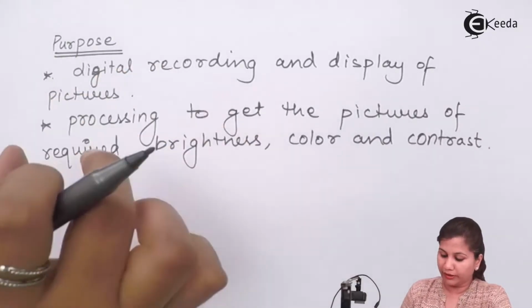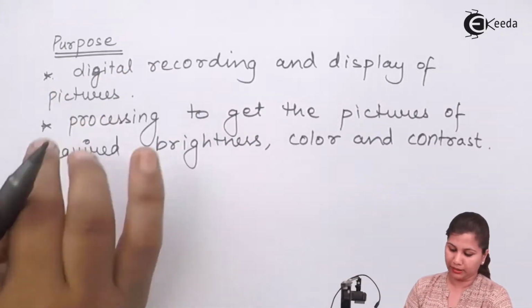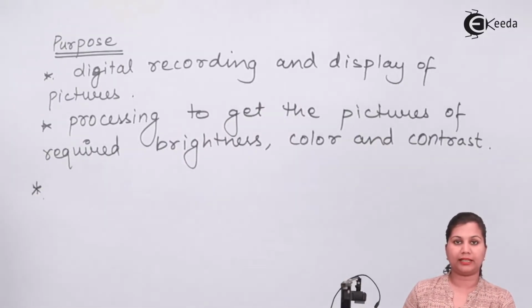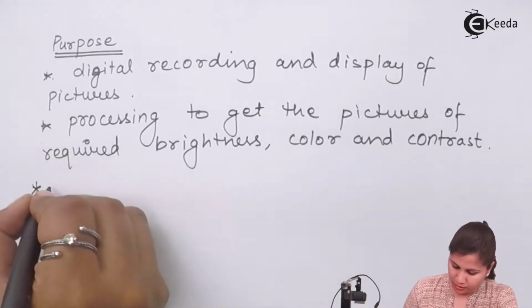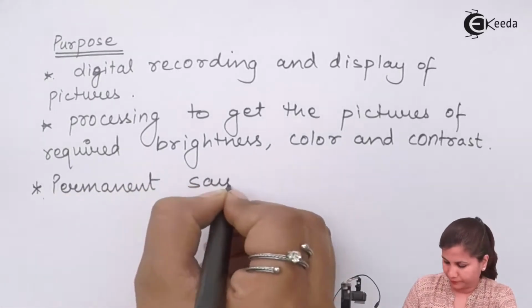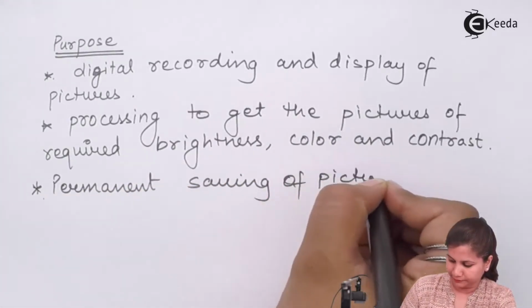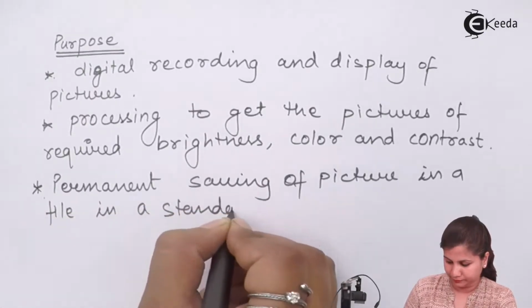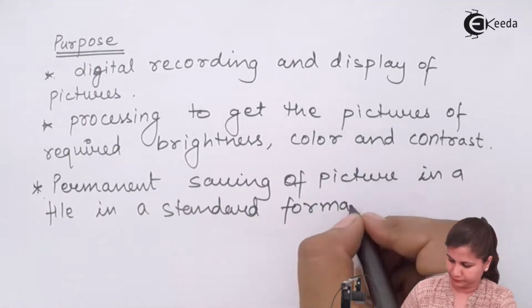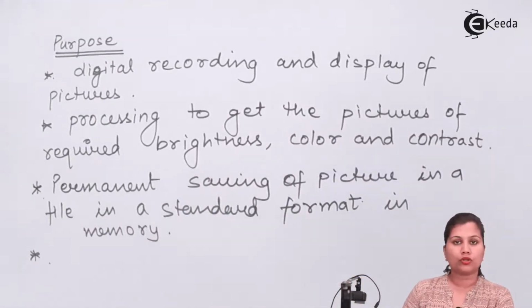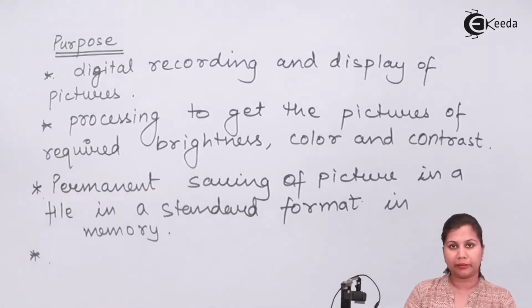Then after the recording and processing part, the saving of that picture is done. That picture is going to be saved in the memory. So permanent saving is also done in the memory.